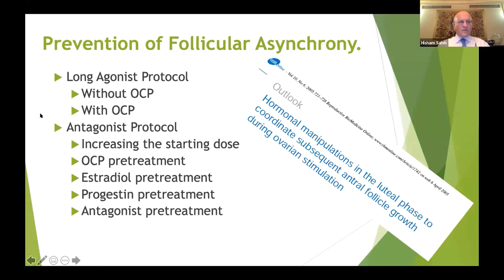In the antagonist protocol, things are different and asynchrony is much more common. So we have to use other methods to prevent asynchrony, such as increasing the starting dose, using pretreatment with pills, with estradiol, with progestins, and/or antagonists.